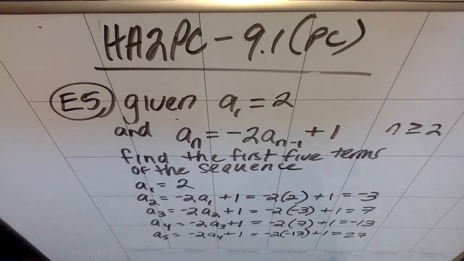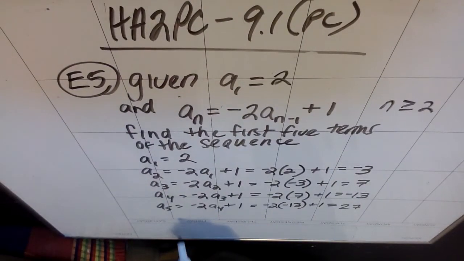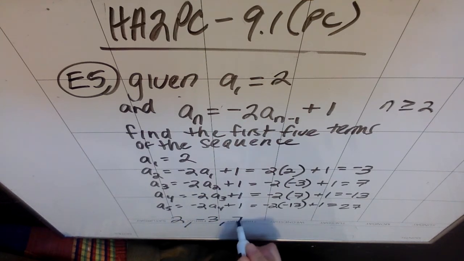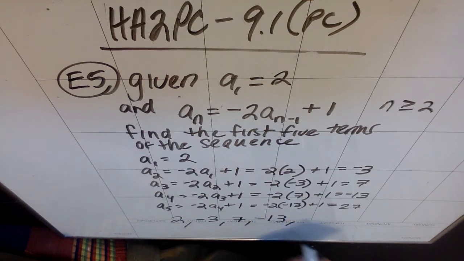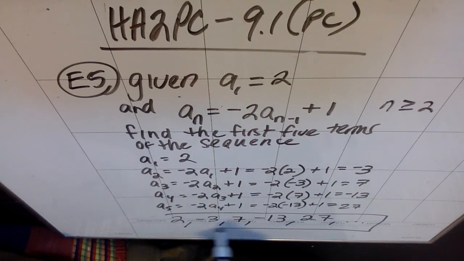So if I want to write this in a nicer way, right, if I want to write it out a little bit nicer, my terms of my sequence are 2, comma, negative 3, comma, 7, comma, negative 13, comma, 27, dot, dot, dot, right? Those are my first 5 terms of my sequence.